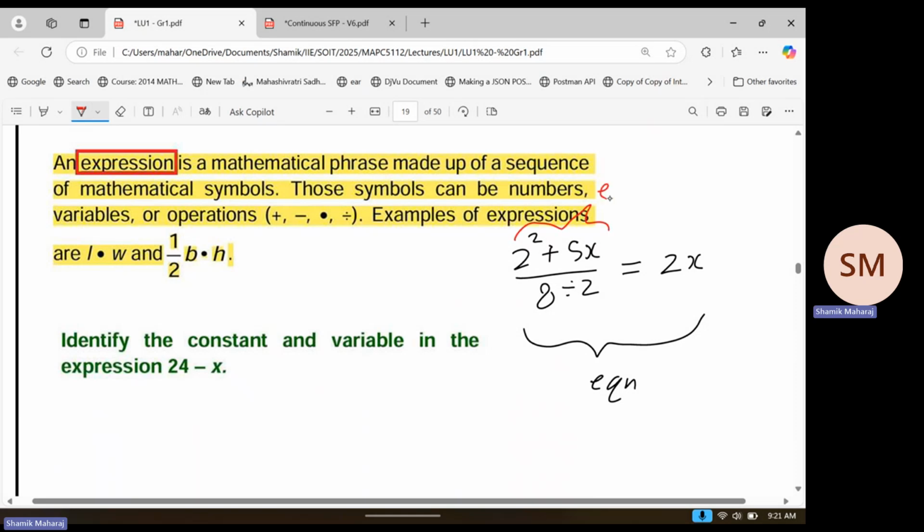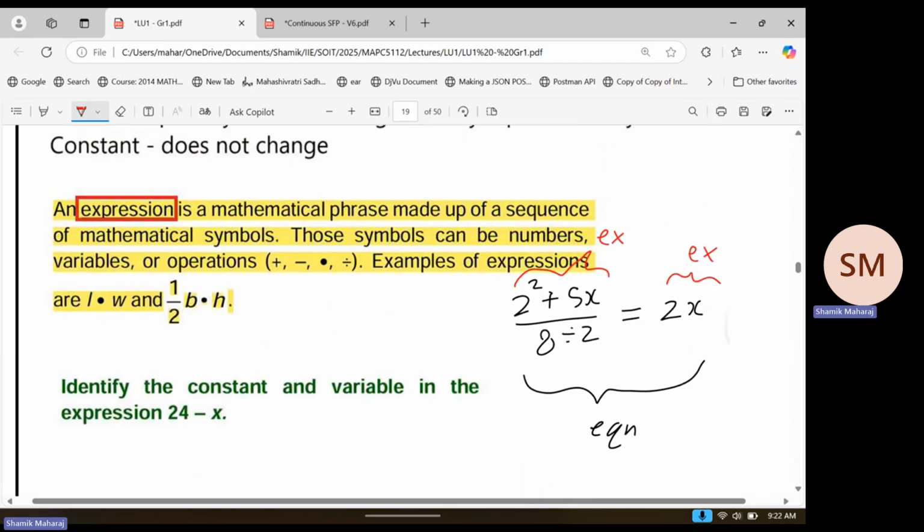This right here is an expression. This right here is an expression. When I combine them with an equals sign, the entire thing is an equation. But this by itself is an expression. This by itself is an expression. So if you see something like this without an equals sign, it's just an expression. Once you include an equals sign, it becomes an equation. Equations combine expressions. Okay, is that okay for everyone? Good. Okay. All right. Questions?